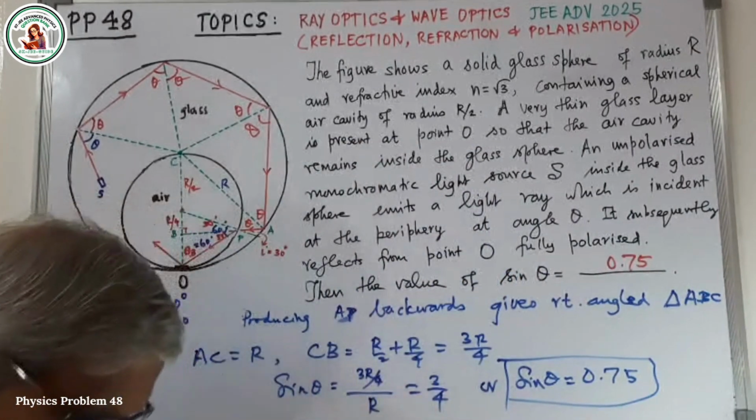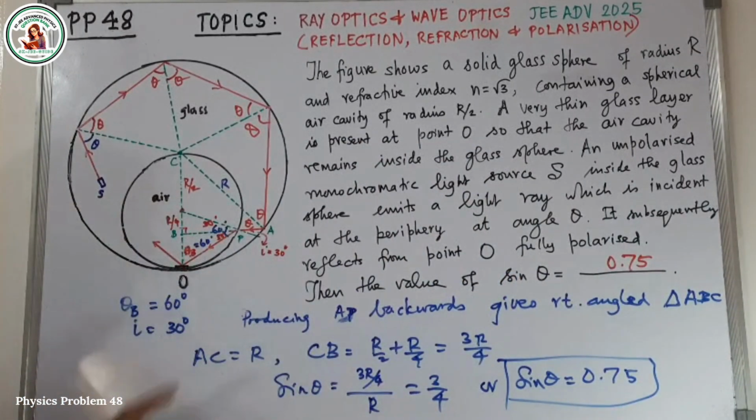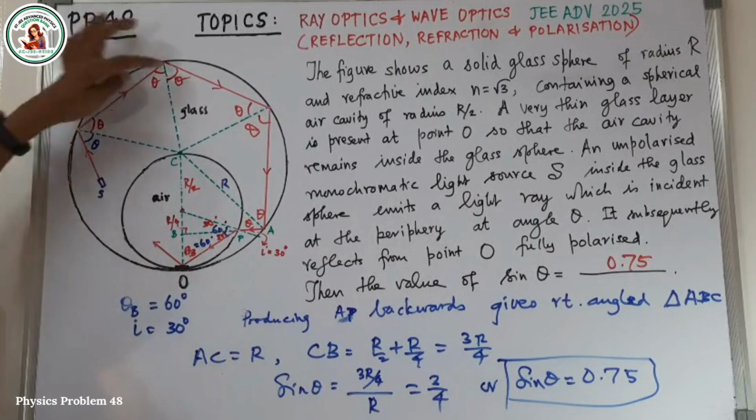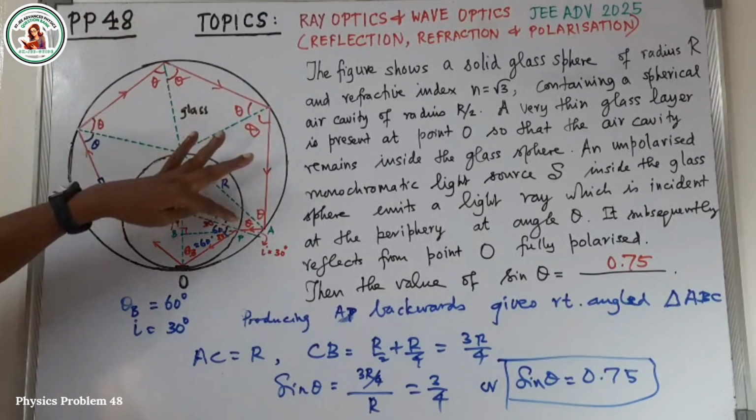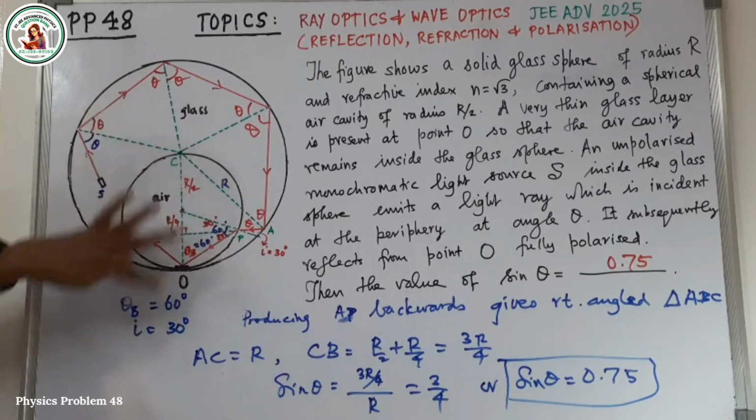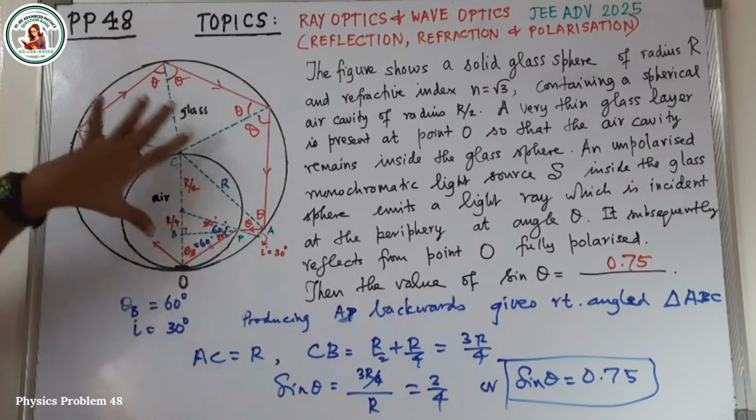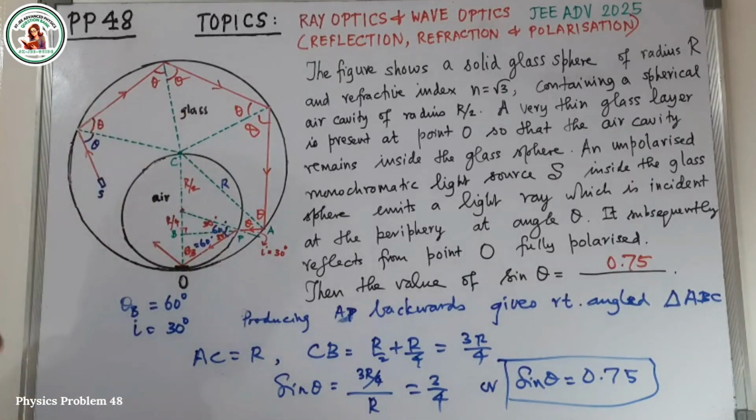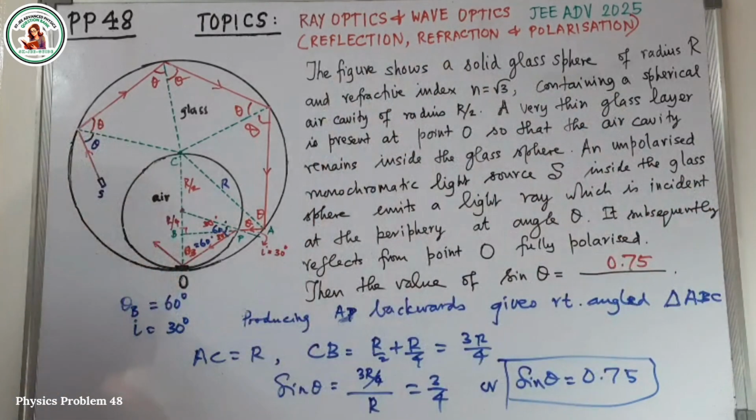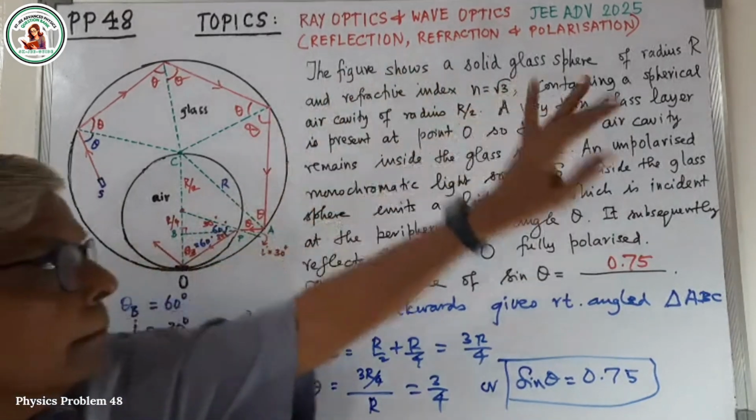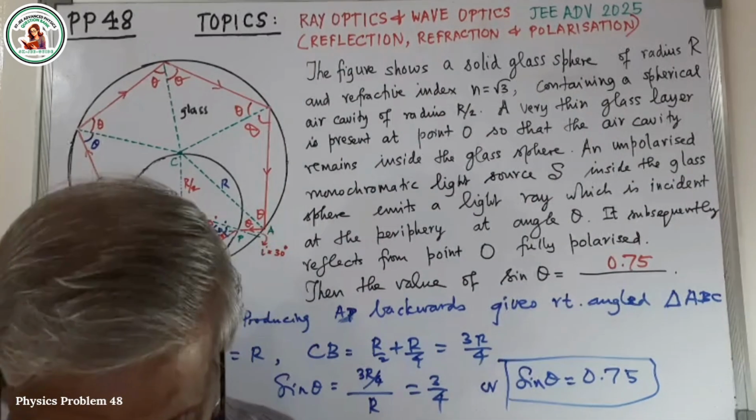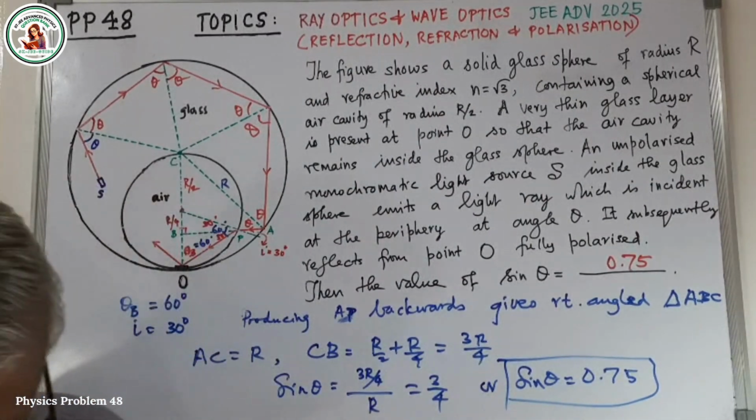Once you get this diagram correctly, the rest is simple. Many reflections are involved before the final refraction and again reflection, and we are making use of the Brewster's angle concept. That is why I said the three optical concepts are involved: reflection, refraction, and polarization. If you understood the concept, the method and the diagram, okay, thank you. Thank you for listening.